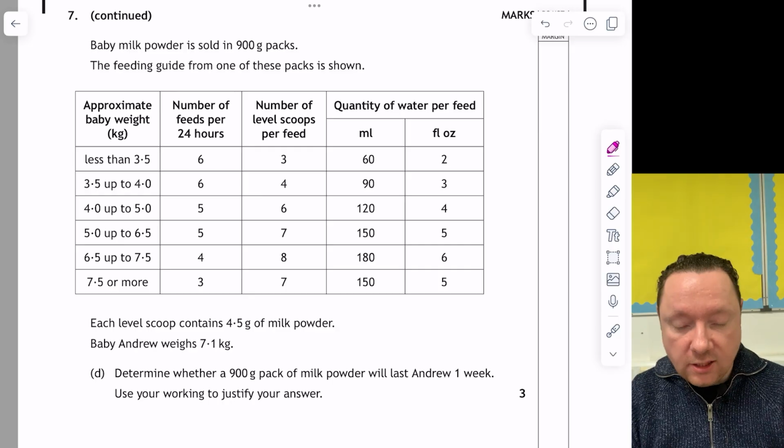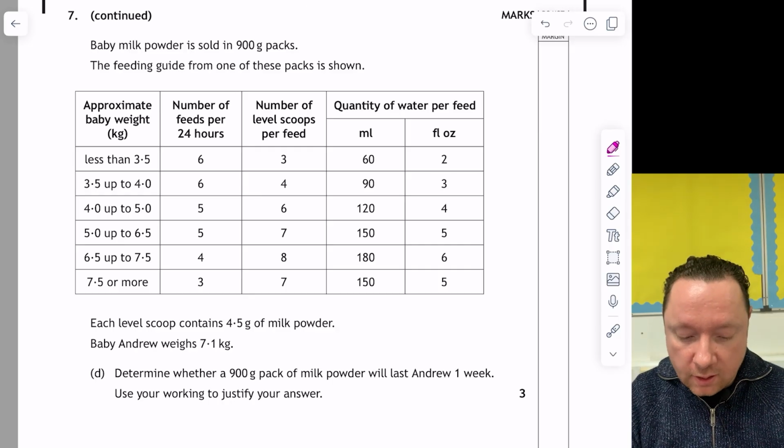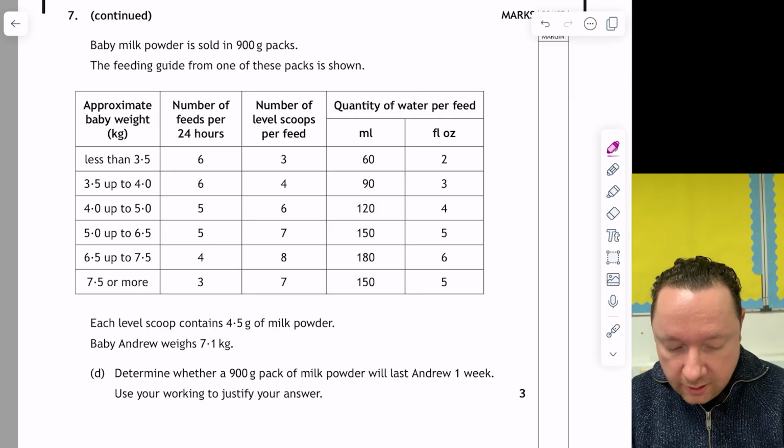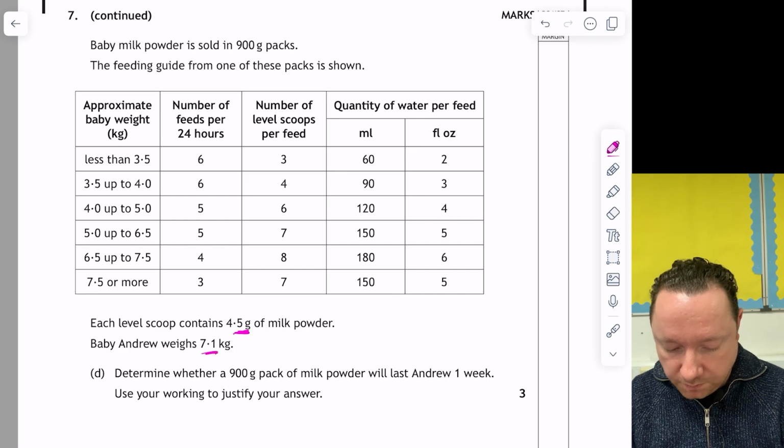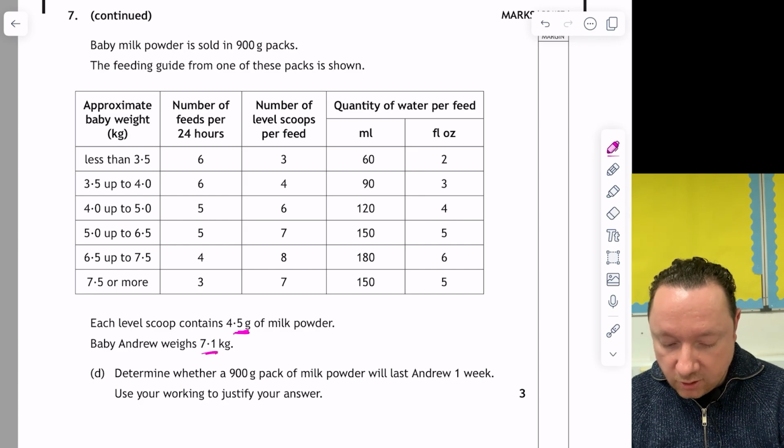Huge question. This one, question 7, continues that baby milk is sold in 900 gram packs. The feeding guide from one of these packs is shown below. Each level scoop contains 4.5 grams of milk, and baby Andrew weighs 7.1 kilograms. Determine whether a 900 gram pack of milk powder will last Andrew 1 week.